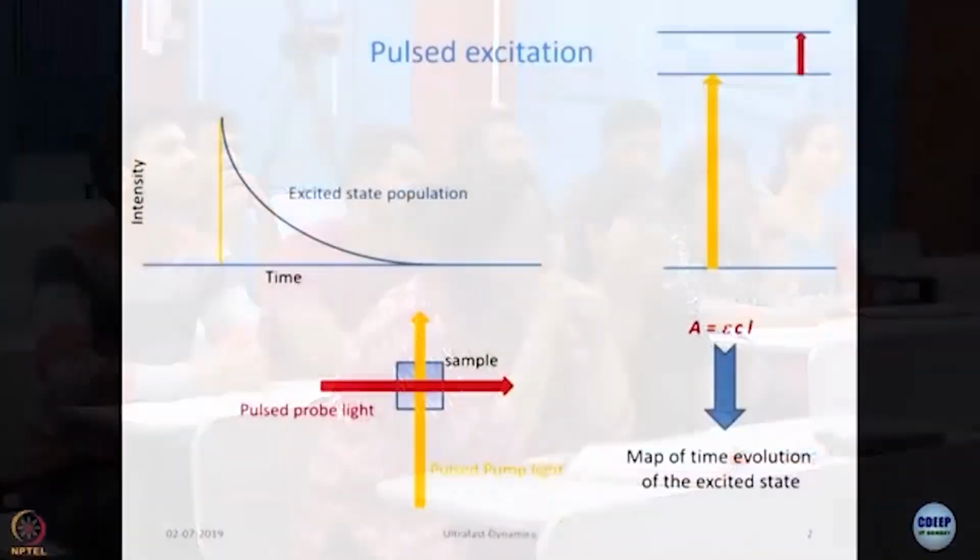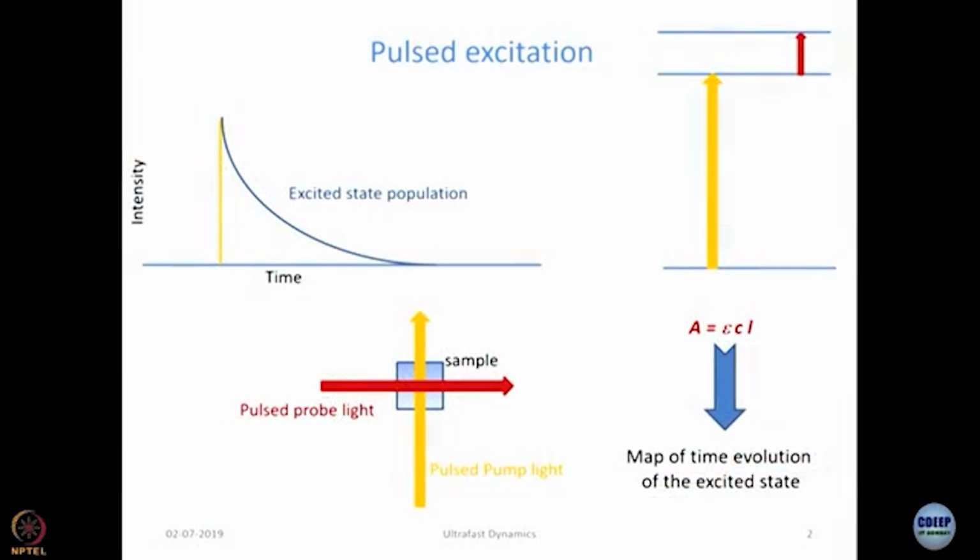Then what will happen? The probe light is going to interrogate this situation. That time at which the path difference between pump and probe is 0 is called time 0, okay. So, that is what the probe light is going to interrogate. It is going to tell us what is the population of the excited state at the instant of excitation. What happens if I change the path length a little bit?